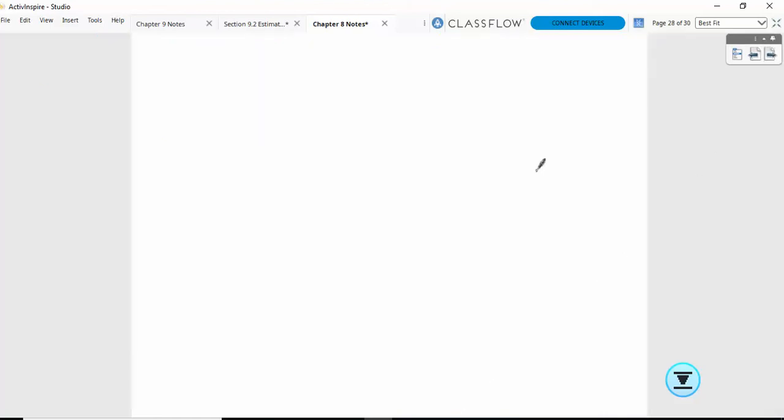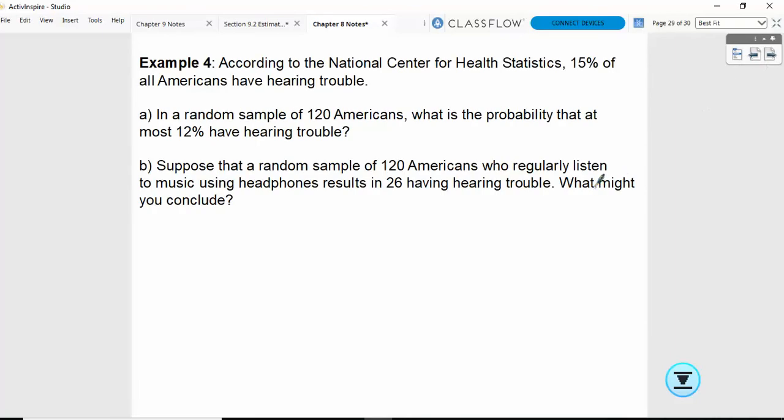So last one. According to the National Center for Health Statistics, 15% of all Americans have hearing trouble. When I see a percent, it is a proportion. So I just gave you the p-value. So that tells me I'm talking about p hat here. I have to have the mean for p hat, the standard deviation for p hat.